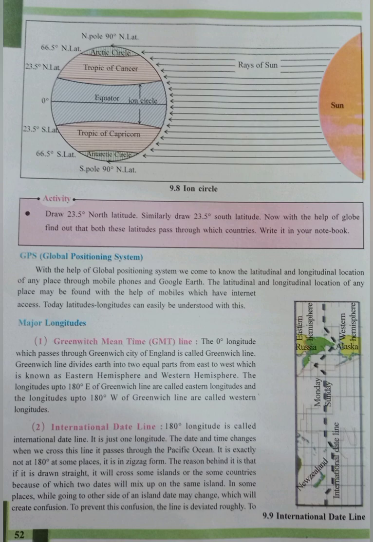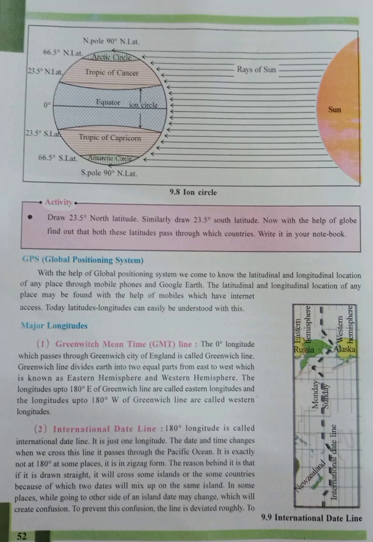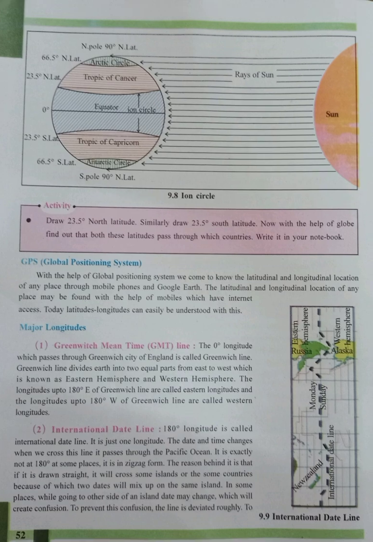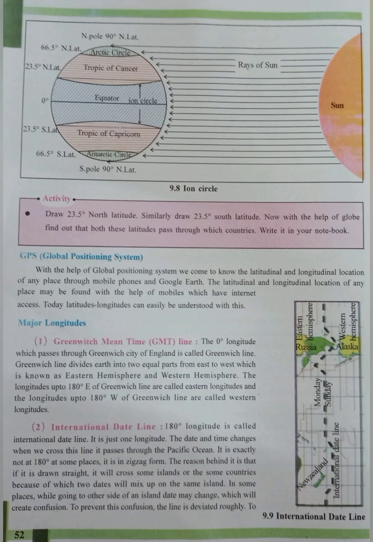Activity. Draw 23.5 degree north latitude. Similarly, draw 23.5 degree south latitude. Now with the help of a globe, find out which countries both these latitudes pass through. Write it in your notebook.